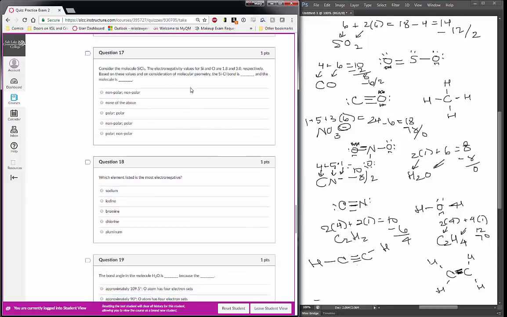Question 17, consider the molecule SiCl4. We're given the electronegativity values, and we're not told what the molecular geometry is, but we're going to need to write that out. And they want to know what's the SiCl bond about and what is the molecule about. So just based on these electronegativity values, we see the difference is 1.2. So we know that the bond is polar. So we can narrow it down to this one or this one. So the bond is polar, and then the molecule will either be polar or nonpolar depending on what the geometric shape of that molecule is.